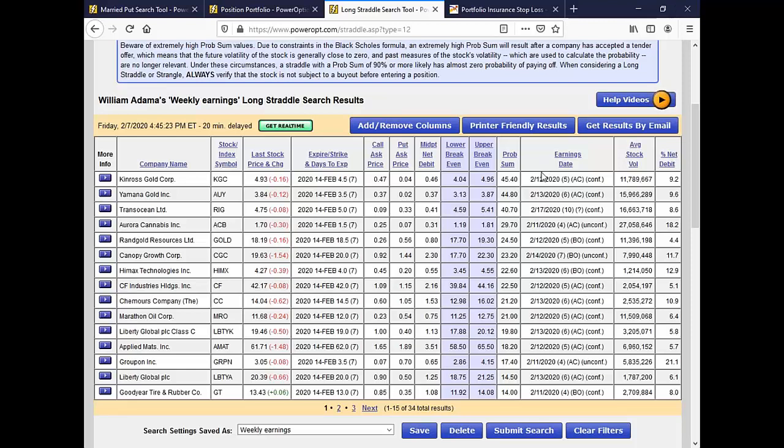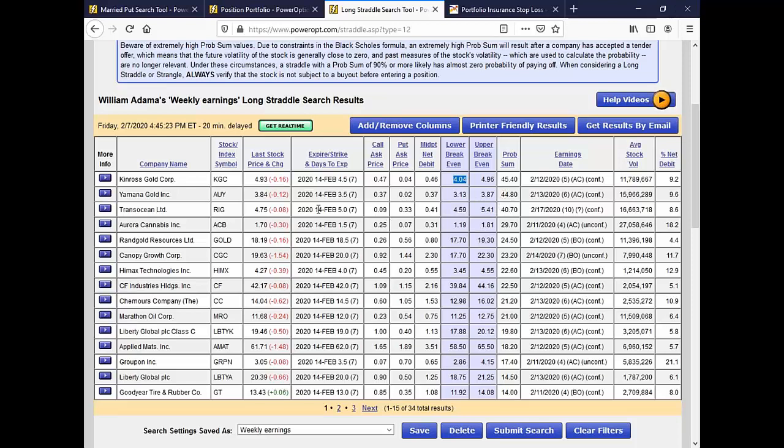The prices of these options, you see we've got the earnings dates here, 5 days away for Kinross Gold, 7 days to expiration for the February 14th cycle, and a debit of 46 cents to get into the 4.5 strike with the stock trading at 4.93. All right, so this has a high probability sum of 45.50, meaning that based on the past movement of the stock, it's got a little bit less than a 50-50 shot of going above 4.96 or dropping below 4.04 to realize a profit.